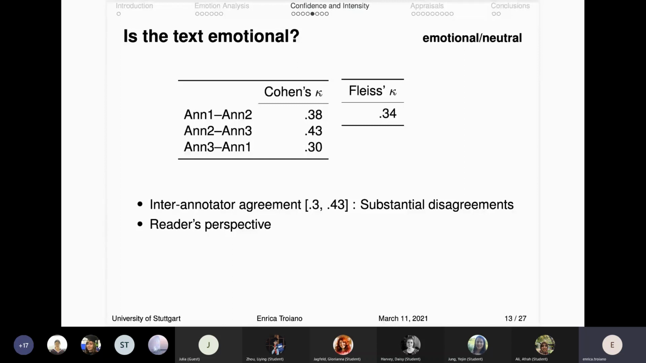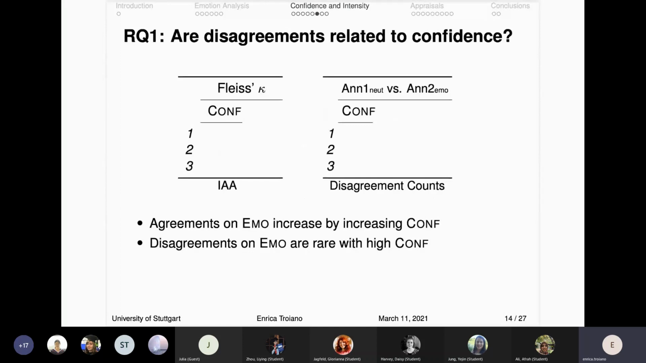And in part, this may be due to the fact that we asked annotators to rate the text from their own reader's perspective, which makes the task especially subjective. But even in this simplified setting with only 2 discrete emotion labels, we have disagreements. And now we can answer the question, are disagreements related to confidence? Remember that confidence was given only for those items that were deemed emotional. And that was rated on a scale from 1 to 3, which are the numbers that you see now on the tables.